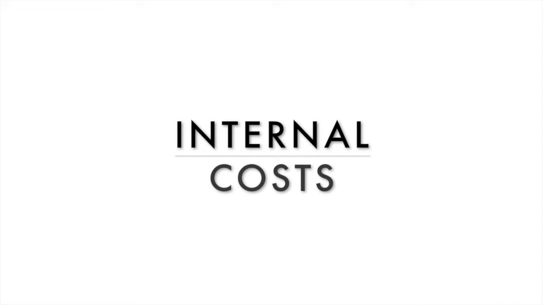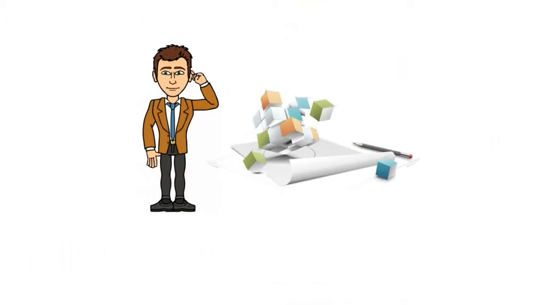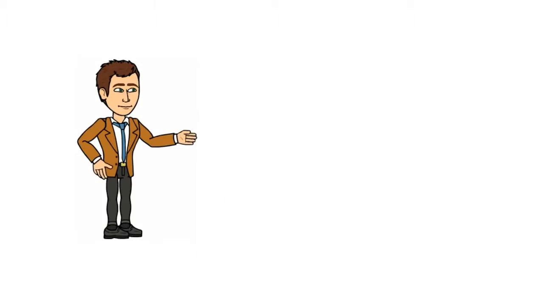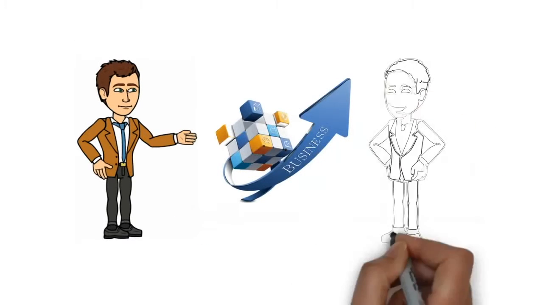Next, we have the internal cost, which is referred to as the cost of collection, the cost of storage and analysis of internal information, the cost of coordination, the cost of control, and finally the cost to avoid opportunistic behavior internally.